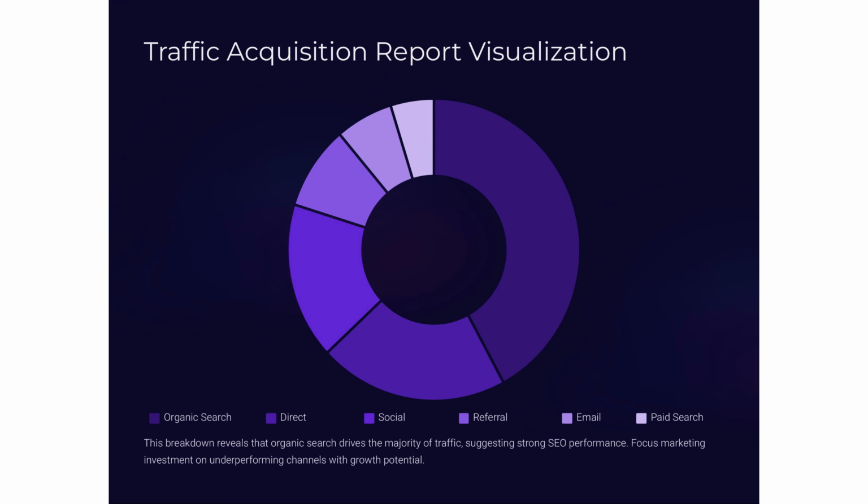The Traffic Acquisition Report highlights that organic search is the primary traffic source, indicating effective SEO strategies. Direct and social channels follow, while referral, email, and paid search lag behind. To optimize marketing efforts, consider reallocating resources to enhance performance in these underperforming channels with potential for growth.